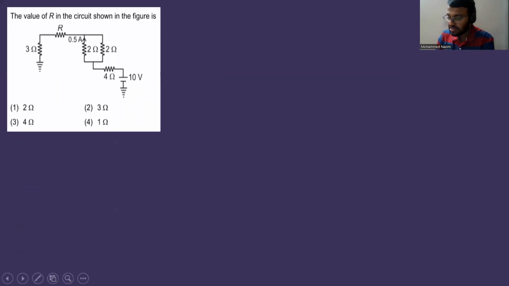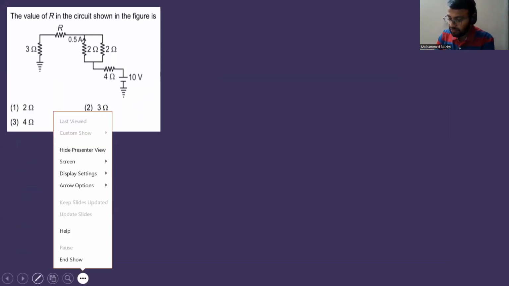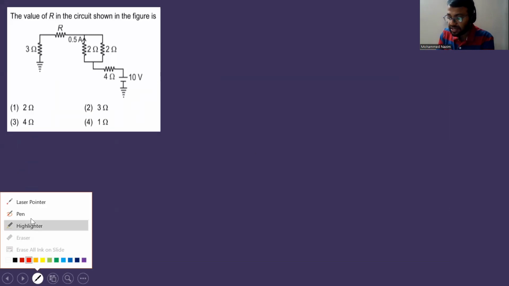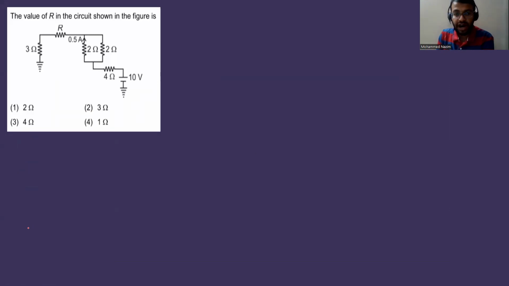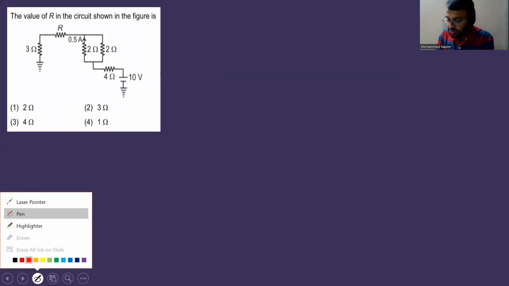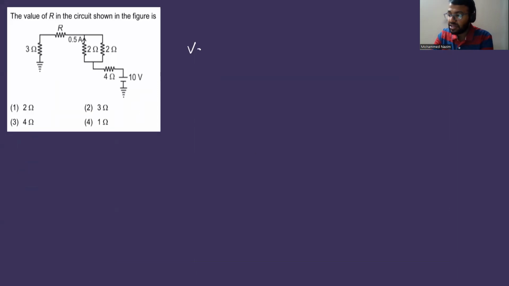Let us quickly see this question. Here we have: the value of R in the circuit shown in the figure is. We need to find the value of R in the circuit shown. So first, see what is given in the question. The whole problem can be solved in the circuit itself. No need to separately draw the circuit. Here we'll be making use of only one equation, that is V equal to I into R.